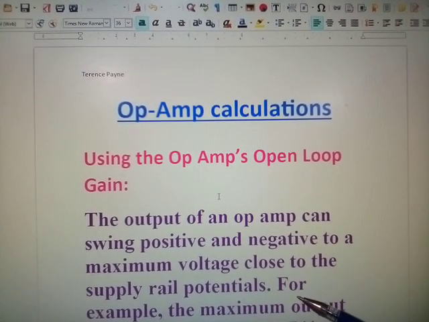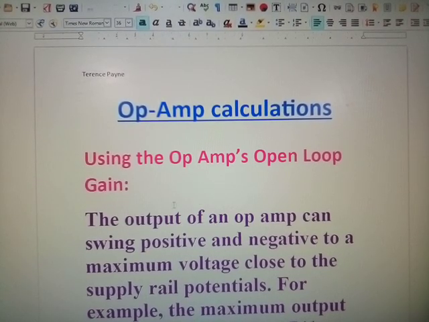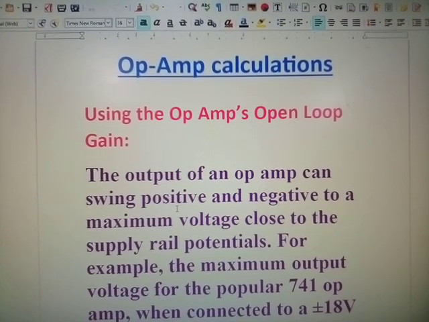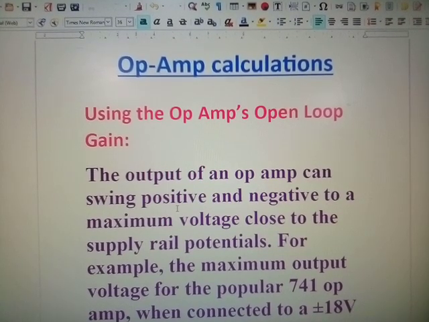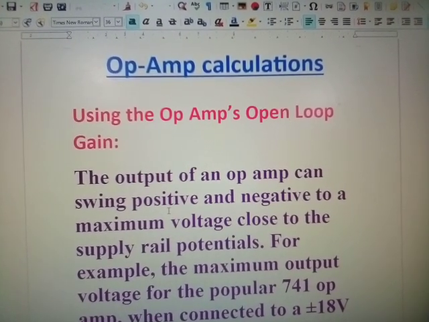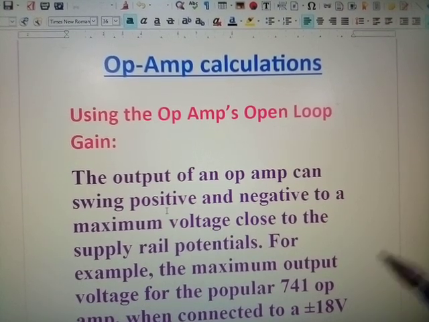Now, for example, the maximum output voltage for the popular 741 op amp. Remember there are various types of op amps, and I'm not going to give you a list of them here, but you can find a list of these on your search engines. Simply type in op amps and you'll find that there's quite a variety and different types. But the 741 is the one we normally use in a lot of electronics, okay, because it's versatile.